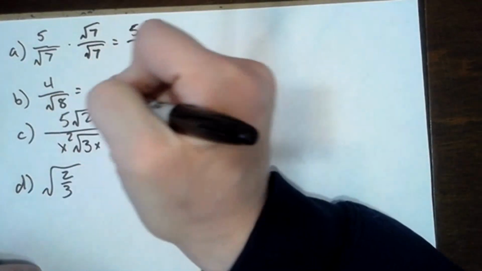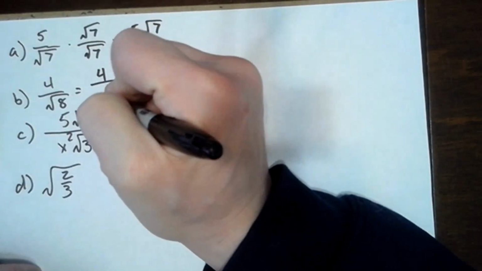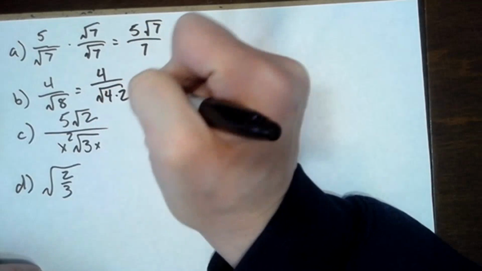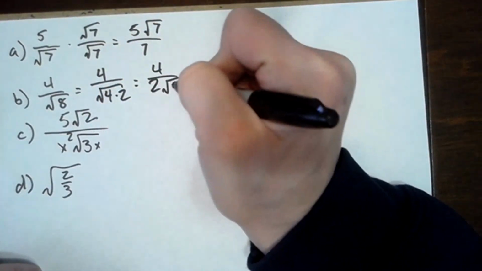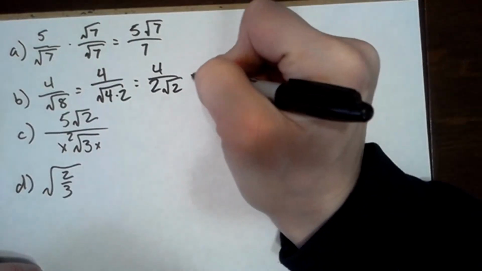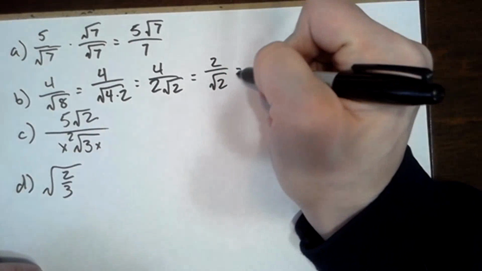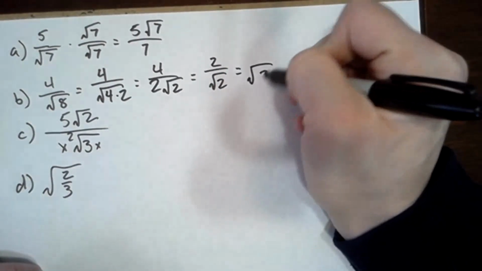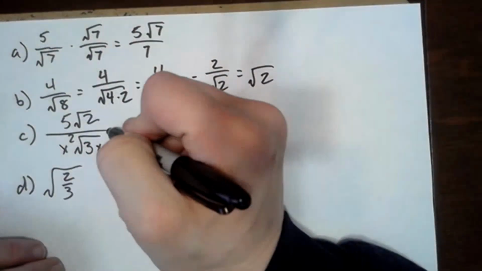For 4 over the square root of 8, we'll do something first. We're going to rewrite this as 4 over the square root of 4 times 2, which is the same as 4 over 2 times the square root of 2. Okay, well, that's 2 over the square root of 2, which is just going to be the square root of 2, since we know that 2 divided by the square root of 2 is the square root of 2.